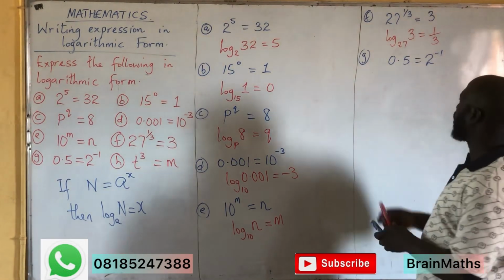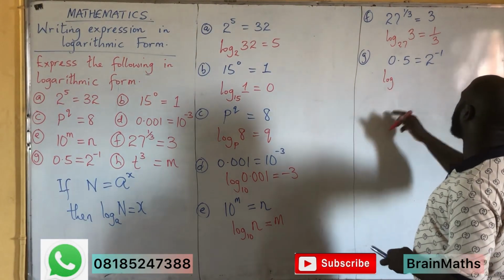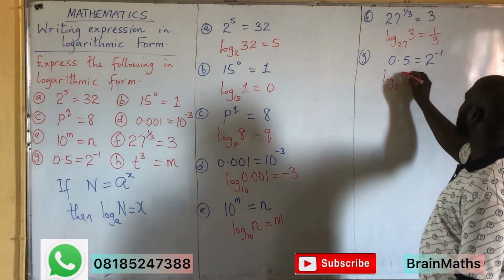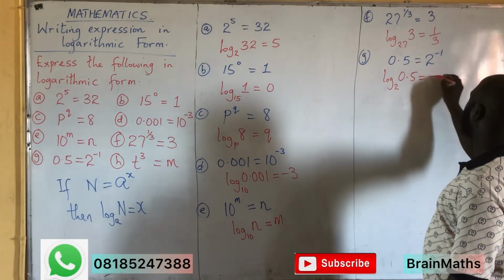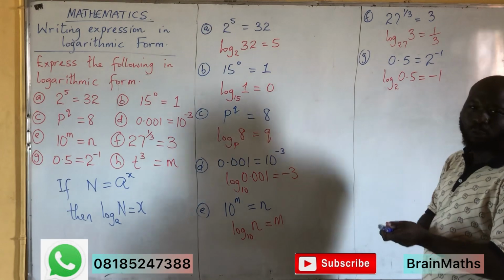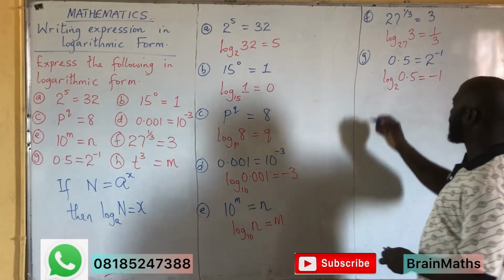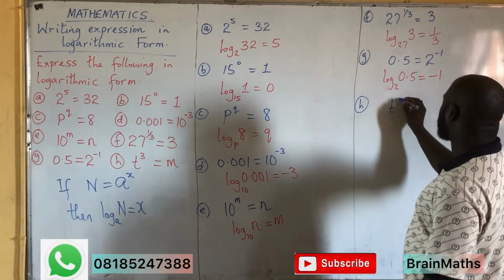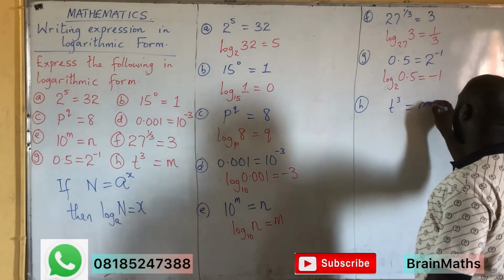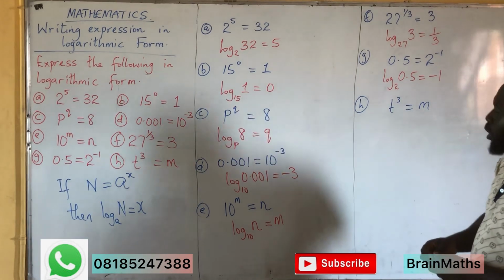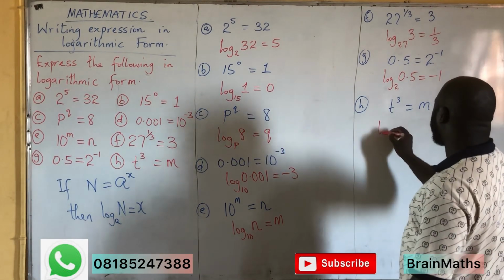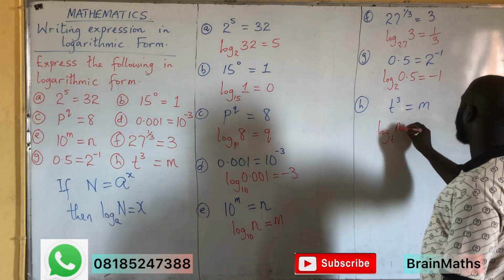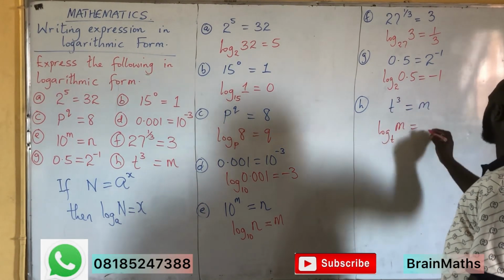If we solve this logarithmically, we have logarithm to base 2 of 0.5 equals minus 1. I am very sure you're following closely on this. The next question, which is the last question, says t raised to power 3 equals m. And we solve this in logarithm form. We have logarithm to base t of m equals 3.